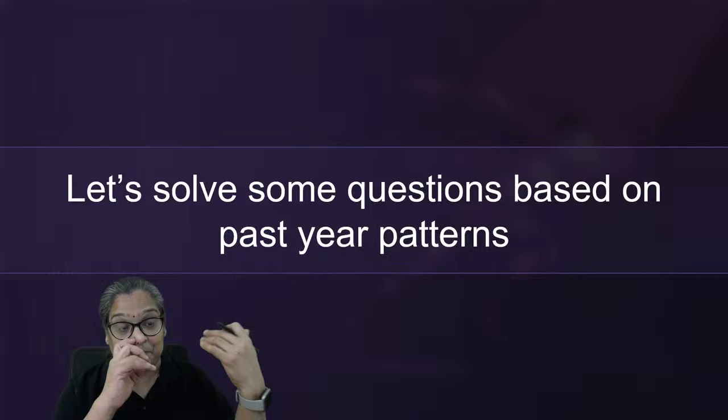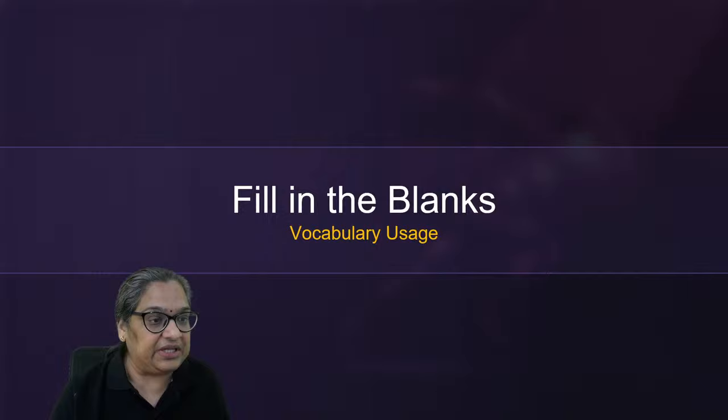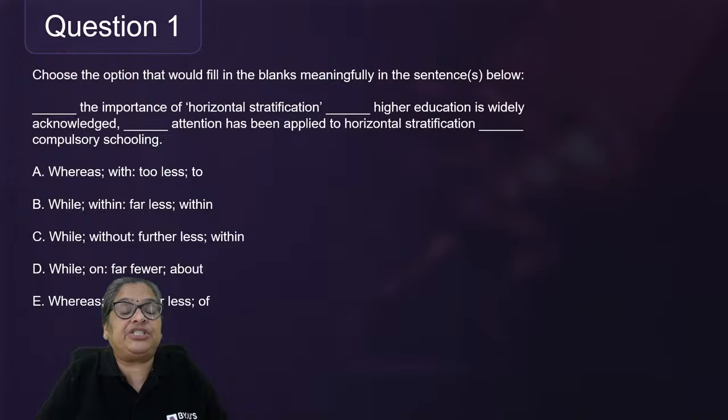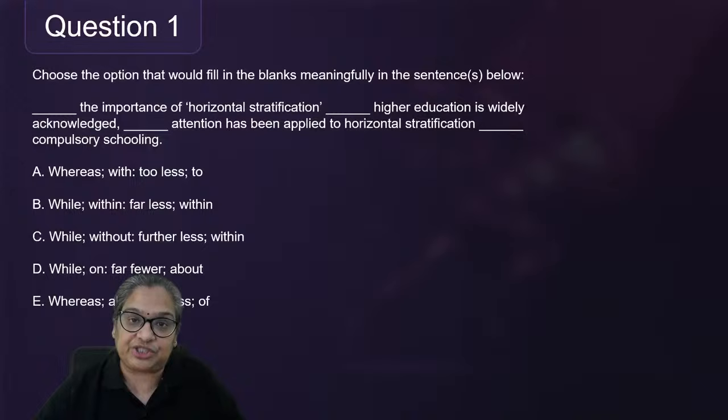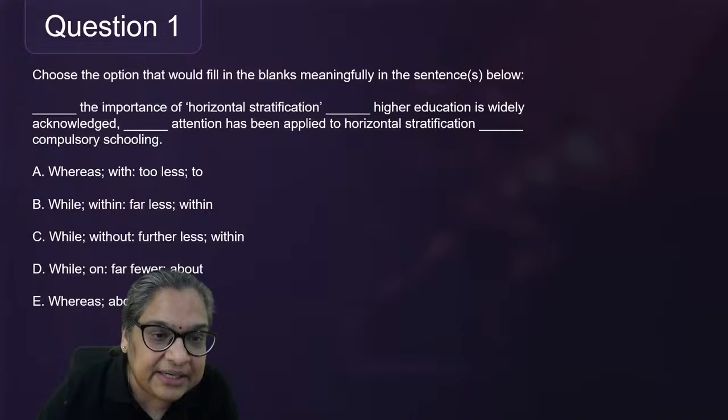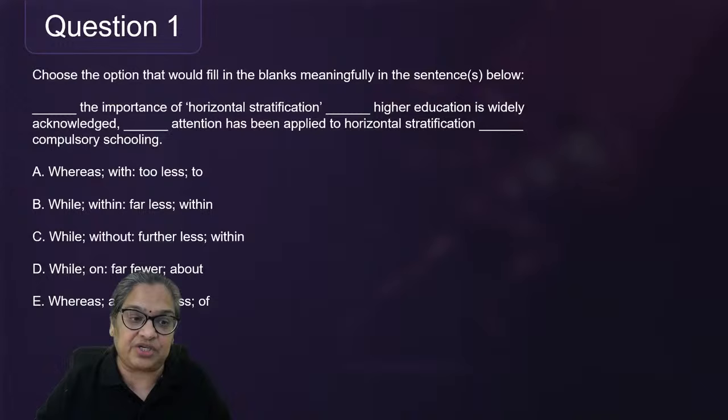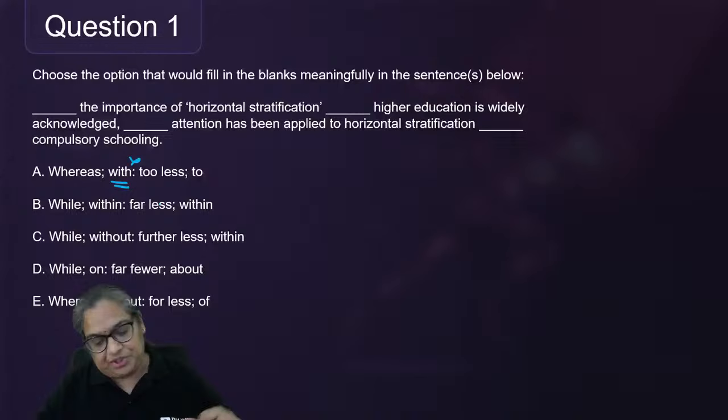Let's start with fill in the blanks. The first one: dash the importance of horizontal stratification, dash higher education is wide. Attention has been applied to horizontal stratification, dash compulsory schooling. Easy. Read the entire sentence and then look at the options. Whereas and while both work, with higher education, horizontal stratification with higher education, in or within makes more sense. That is how you have to eliminate options and move on.